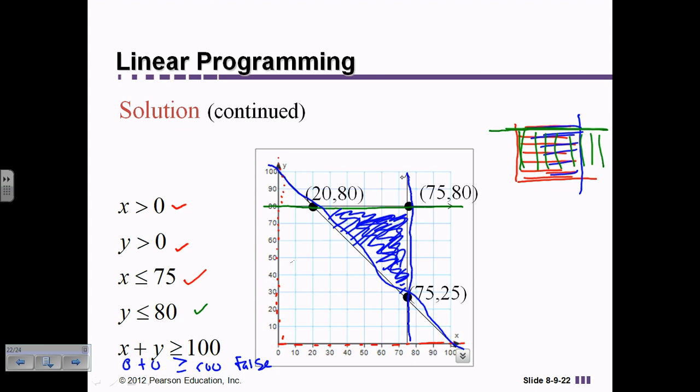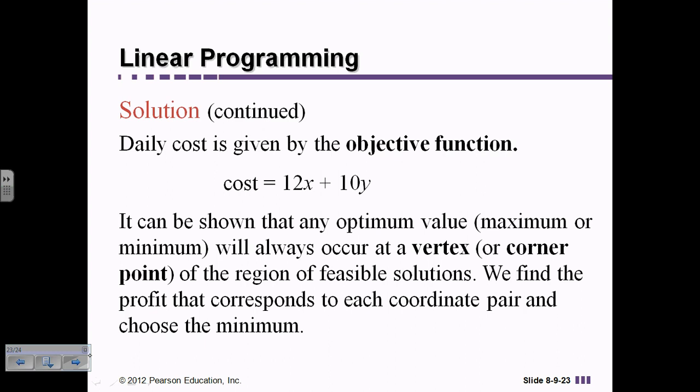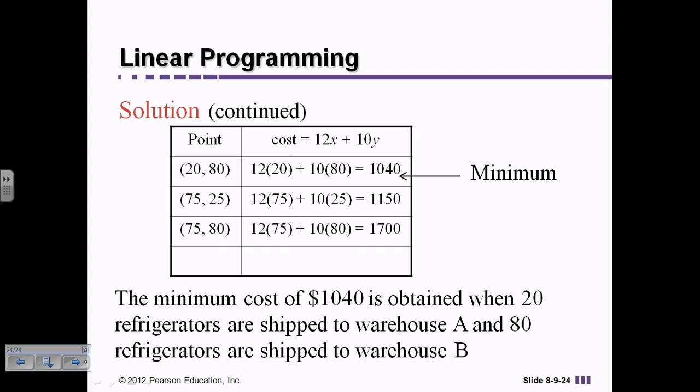And so I'm going to pick my vertices on that feasible region, and I get these 3 vertices. So now I'm going to test those three vertices with my cost function. It costs $12 to ship to warehouse A and $10 to ship to warehouse B. So testing each of my points, if I put in 20 and 80, I get a cost of 1,040. If I put in 75 and 25, I get a cost of 1,150. And if I put in 75 and 80, I get a cost of 1,700.